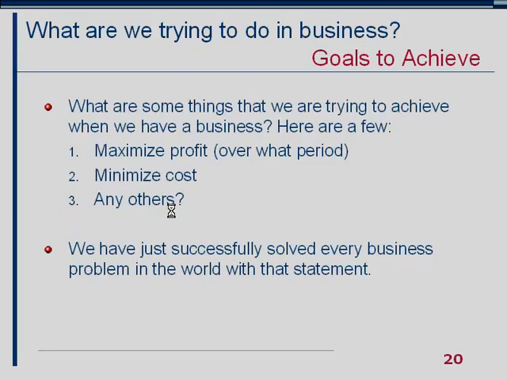So what are some things that we are trying to achieve when we have a business? Well, here's a few. Obviously, we want to maximize our profits. We'd like to minimize our costs. Are there any others? There are others, but ultimately, you could say, well, maybe we want to increase employee satisfaction or customer satisfaction. Well, that's true, but ultimately these relate to either increasing your revenue, or reducing your cost, or increasing your productivity. So ultimately, as a company, unless you're a not-for-profit, you're trying to maximize your profit and/or revenue. And we'll take a look later on to see how these two relate to one another.